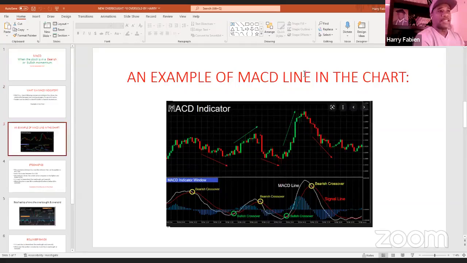This is an example of a MACD line in the chart. This is the chart. This is the graph. We call that a graph. So now, this chart.